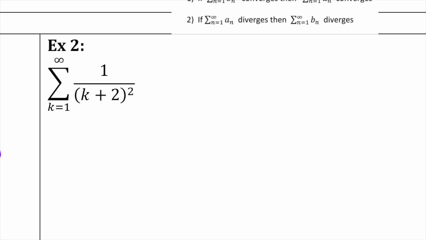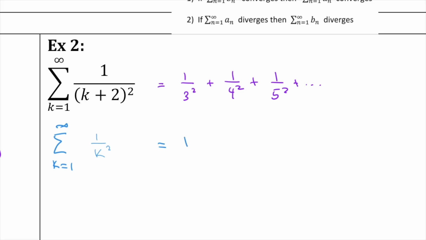Let's take a look at example 2. Again, let's write our terms out so we get some sort of sense of what's happening. We have 1 over 3 squared plus 1 over 4 squared plus 1 over 5 squared. So do you see that it might be prudent to compare this series to a series k equals 1 to infinity, 1 over k squared? So if I were to rewrite this series just to compare what's going on, we have 1 plus 1 over 2 squared plus 1 over 3 squared plus, and then that would continue.